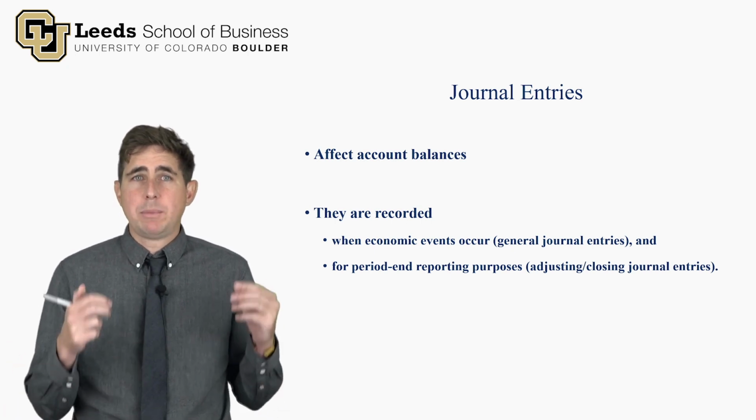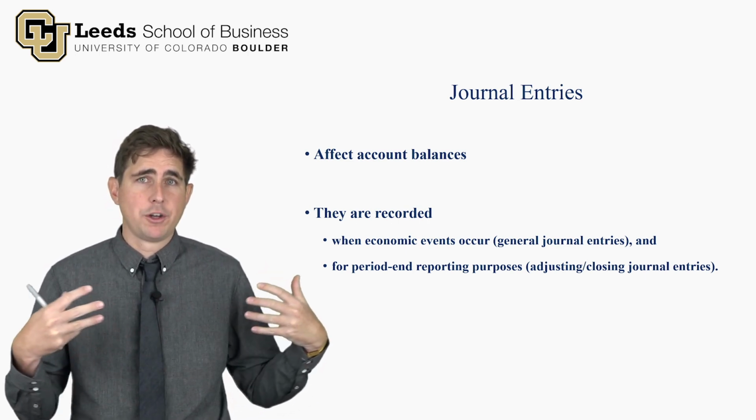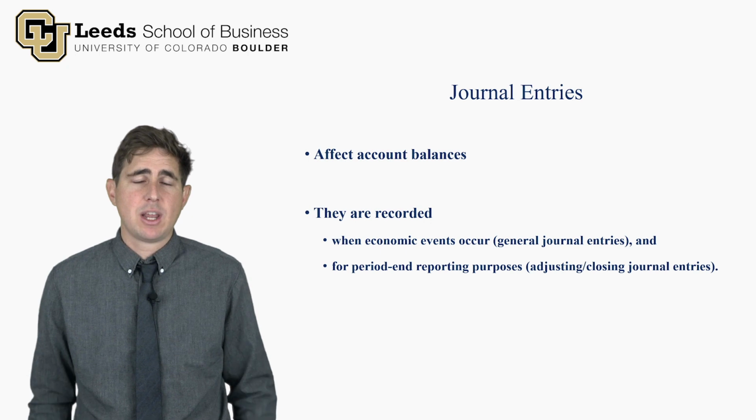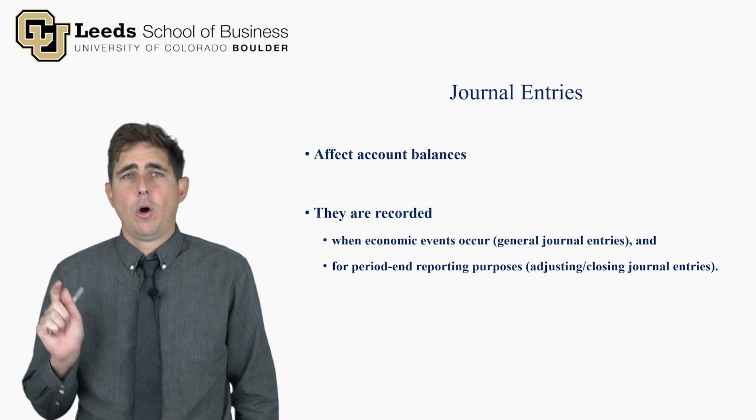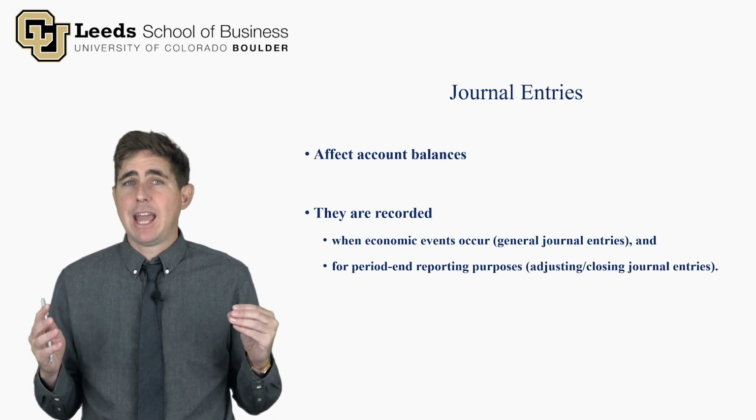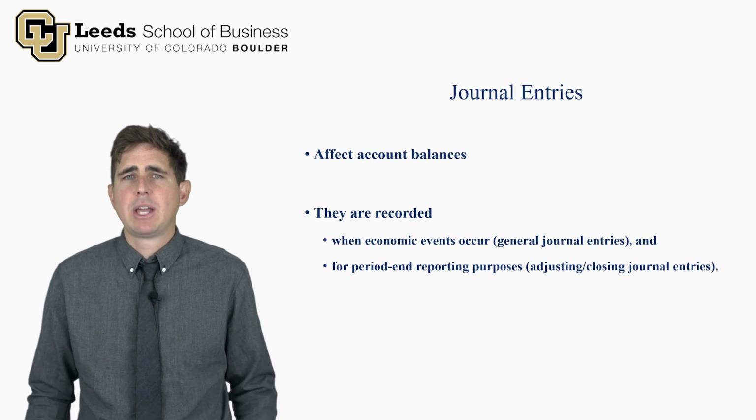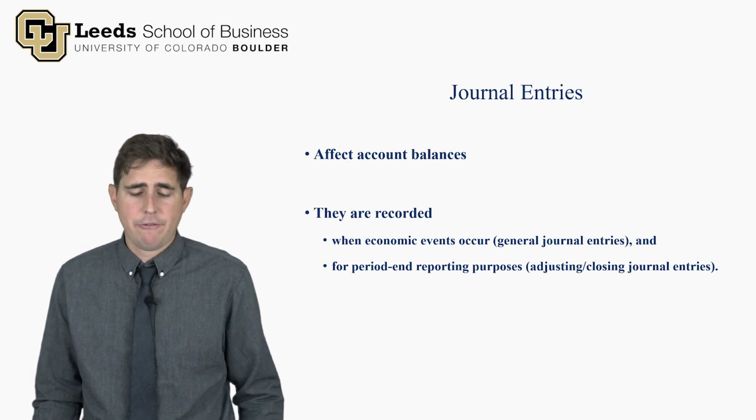Either we record it because an economic event just occurred, and now we need to record a journal entry so that our financial statements reflect the event, or sometimes we record journal entries because we've arrived at the period end, and we need to adjust or close our accounts to make sure our income statement and balance sheets are fairly represented.